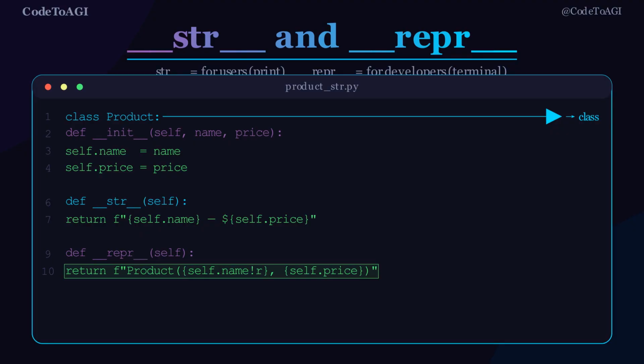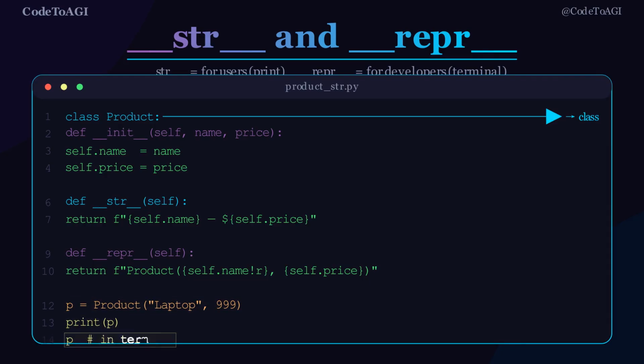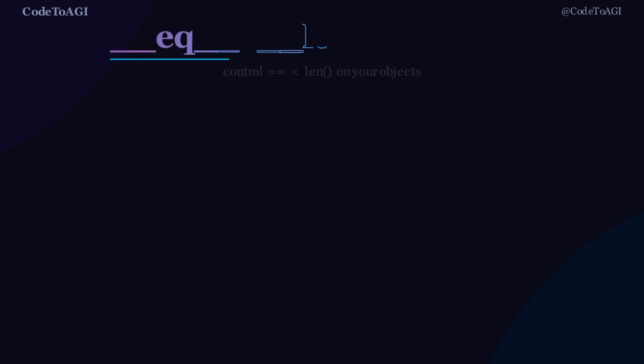__repr__ is the developer version. It shows in the interactive terminal when you just type the object name. __str__ is for users. __repr__ is for developers. Always define __str__ first. Add __repr__ when you need detailed debugging output. These two methods completely transform how your objects communicate.